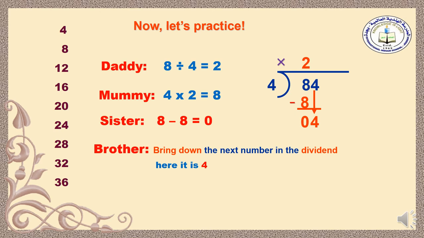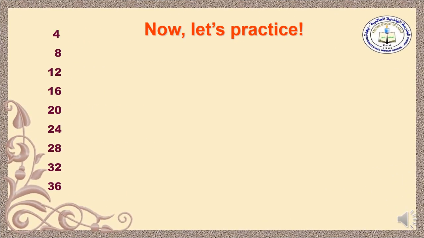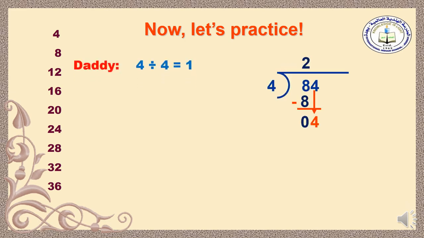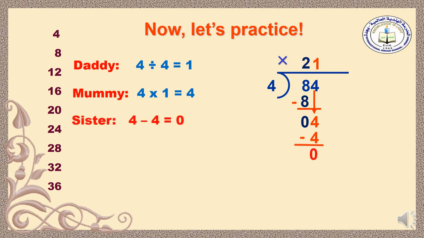Now we have to start over again with daddy. Now comes the daddy step. Daddy means to divide. So we have to divide this dividend 4 with divisor 4. So it will be 1 time, right? So we write 1 on top of 4. Then the next step is to multiply, as mummy means to multiply. 4 multiplied by 1 will give us 4. After that we need to subtract. Subtract 4 minus 4, that will give us a 0.